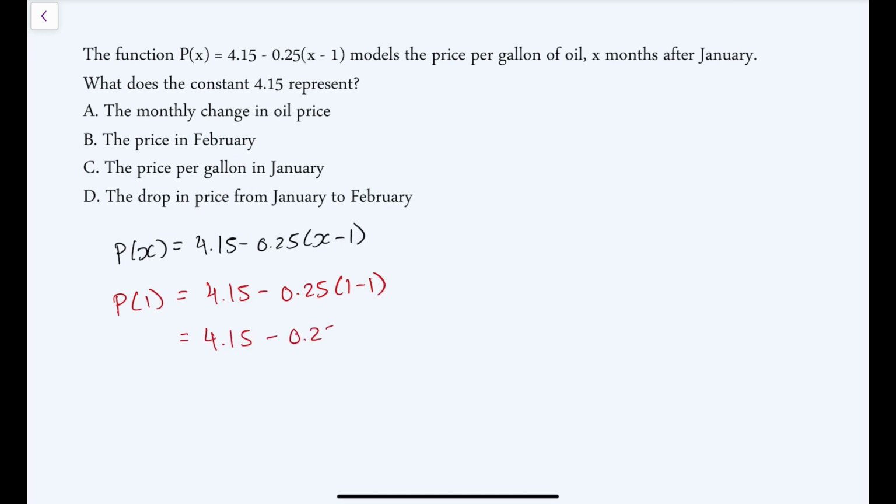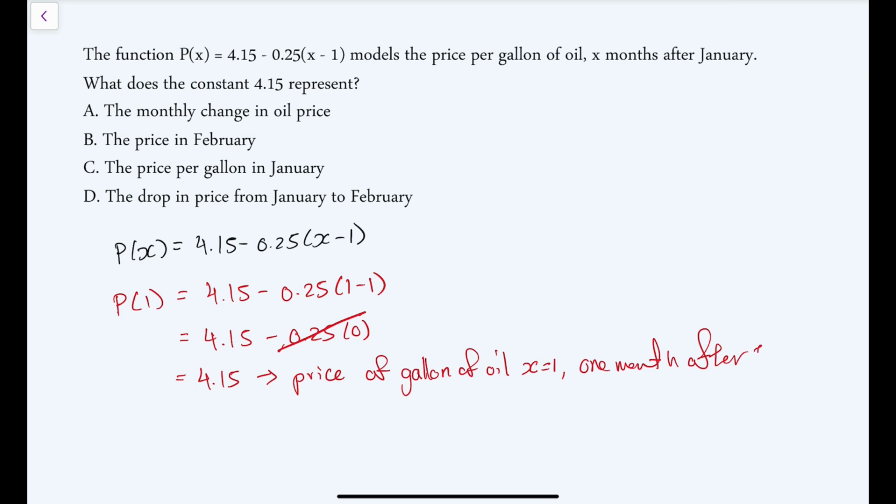p at 1 is equal to 4.15 minus 0.25 times 1 minus 1, which is equal to 4.15 minus 0.25 times 0, which becomes 0, so 4.15. Cool. Well, what does that represent? Well, this is the price of a gallon of oil when x is equal to 1, meaning 1 month after January, which basically means in February. Right? So the price in February.